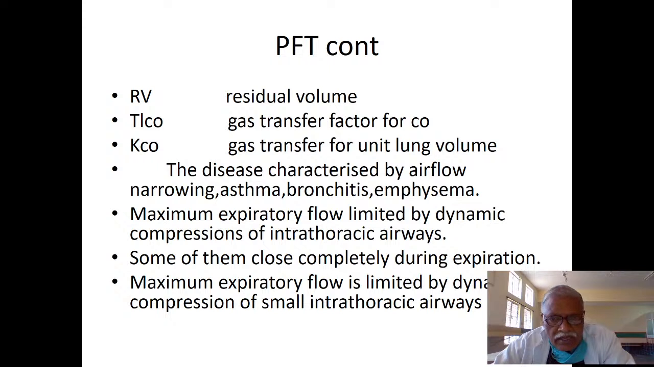The disease is characterized by airflow narrowing, with expiratory flow limited by dynamic compression of intrathoracic airways. Some of them close completely during expiration. The maximum expiratory flow is limited by dynamic compression of small intrathoracic airways.